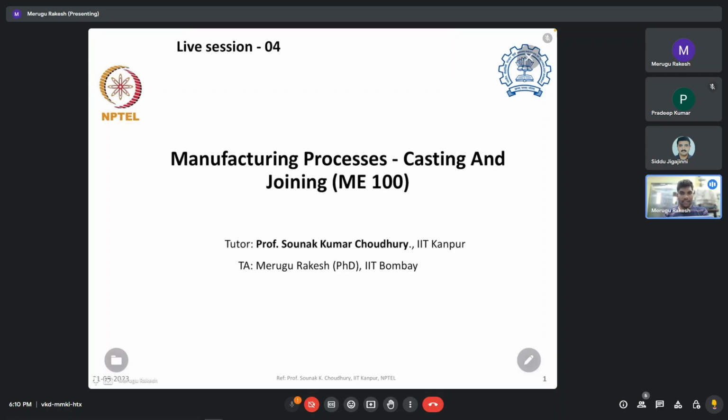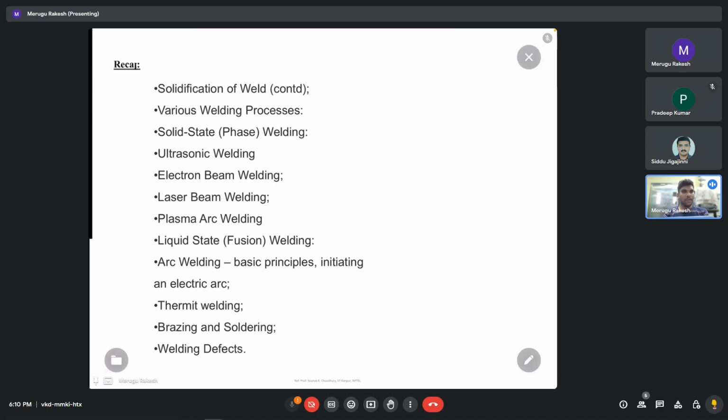I'll start with a recap of the different topics that were discussed during this week. We started with the solidification of weld. Then there was a discussion on different types of welding process. There was an introduction to solid state welding, such as ultrasonic, and then liquid state welding, such as electron beam, laser beam, and plasma arc welding.